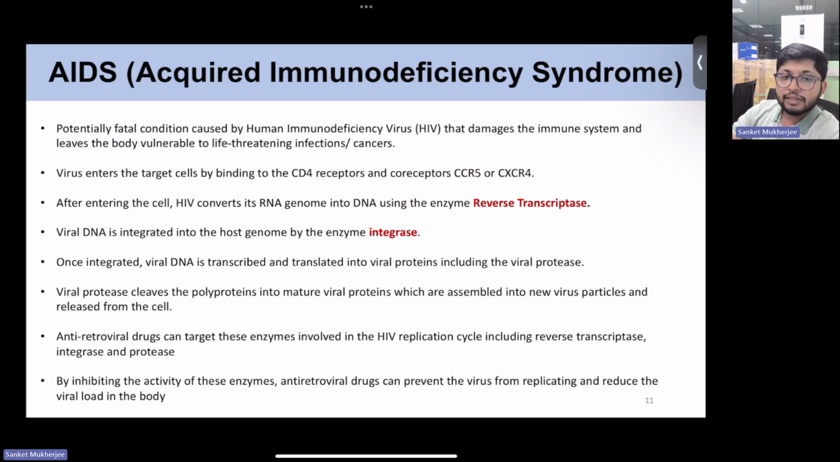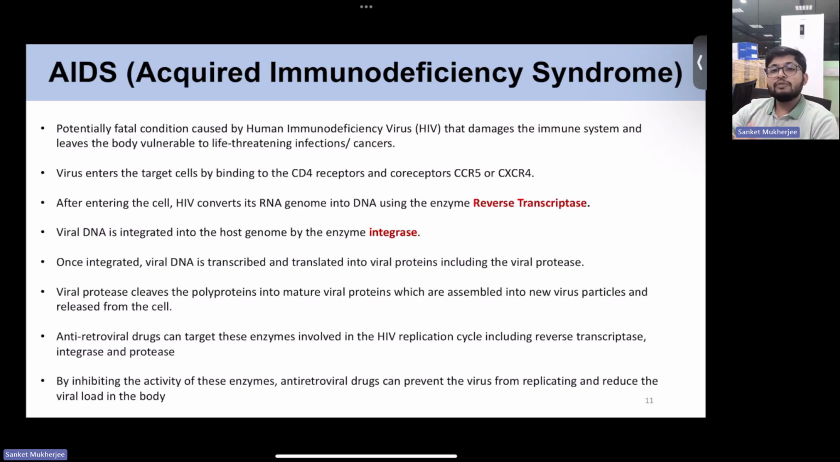Viral DNA is integrated into the host genome by the enzyme integrase. Once integrated, the viral DNA is transcribed and translated into viral proteins, including the viral protease. This viral protease cleaves the polyprotein into mature viral proteins, which are assembled into new virus particles and released from the cell. There are antiretroviral drugs which target these enzymes, which are involved in the HIV replication cycle. They include reverse transcriptase, integrase, and protease. We will study about these drugs.